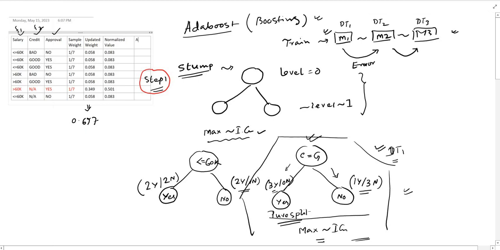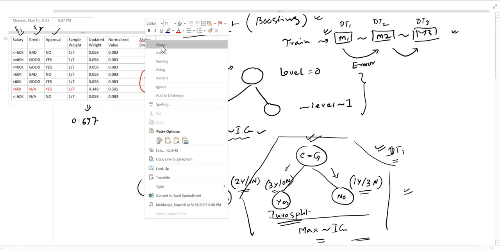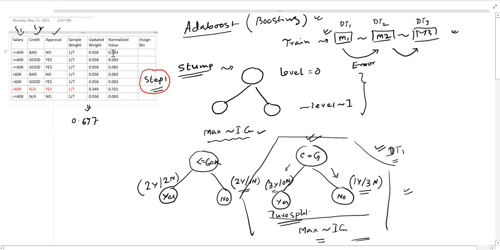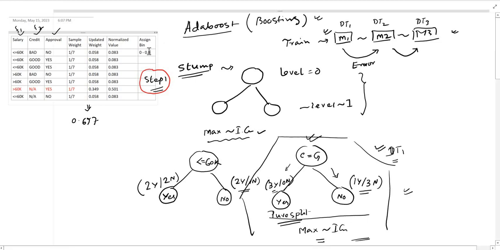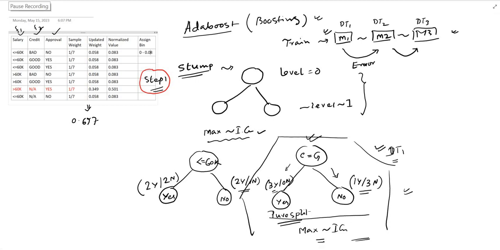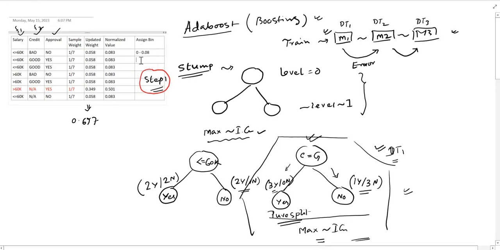Next is now assigning the bin. Assign bin, or you can say another way, just range. That's also fine if you say range. So this first value range will be between 0 to 0.08, sorry, I'll just go for two decimals. Okay, and then we will continue for the next values. The next one will be 0.08 to 0.16.